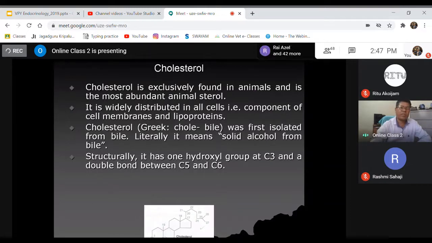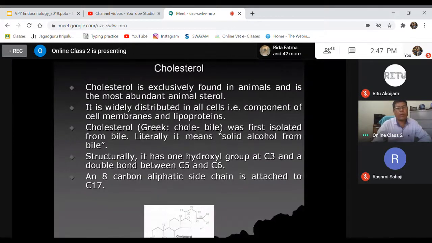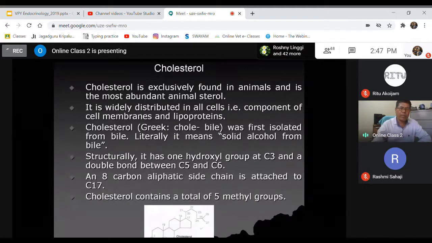Structurally, it has one hydroxyl group attached at carbon number 3 and a double bond between carbon number 5 and 6. Then, an 8-carbon aliphatic side chain is attached at carbon number 17. That is this one. So this is the structure of cholesterol. It contains a total of 5 methyl groups.